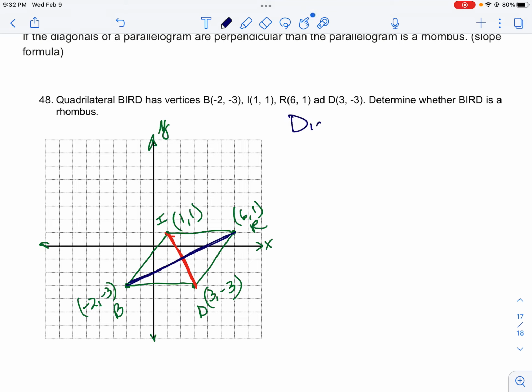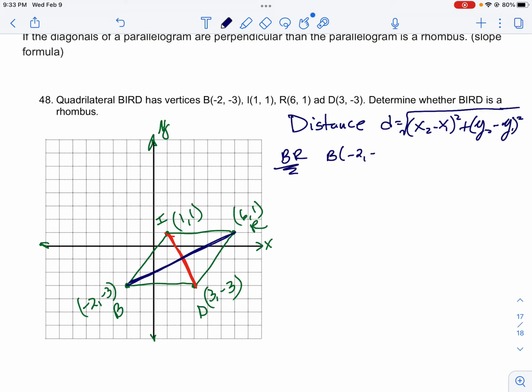All right, so let's start it off with the distance. Distance definitely the tougher one. D equals the square root, the whole big square root of x2 minus x sub 1, all that squared, plus y sub 2 minus y sub 1, all that squared. Now we're going to do that for the two diagonals. So the first one is BR. And we're going to be using point B, which is -2, comma -3. And point R, of course, which is 6, comma 1.